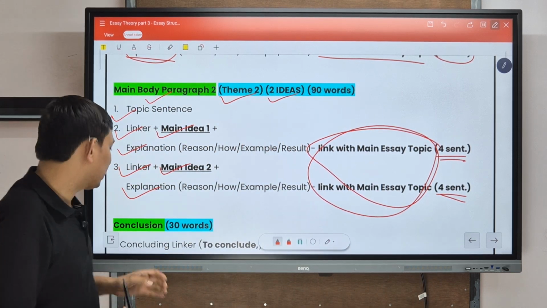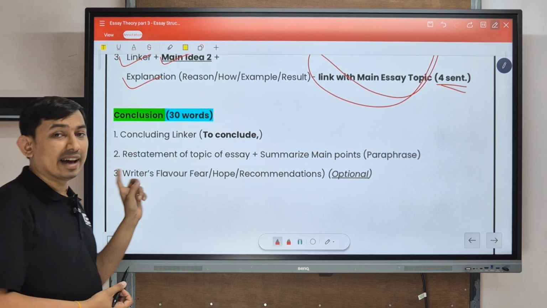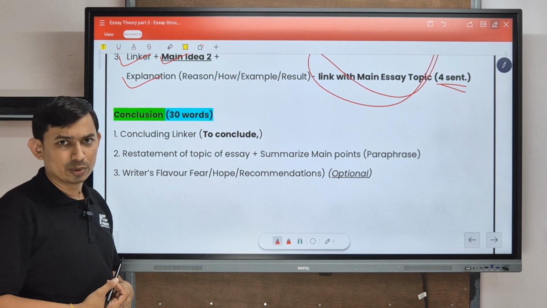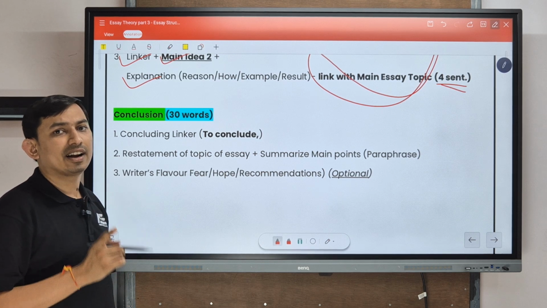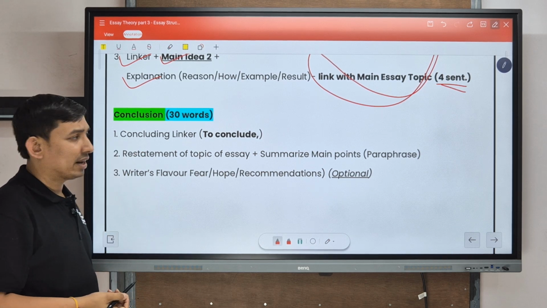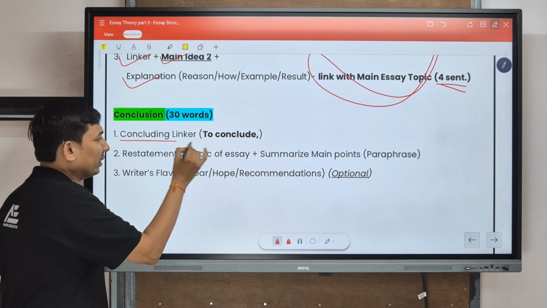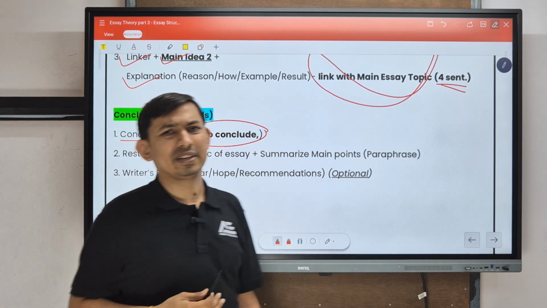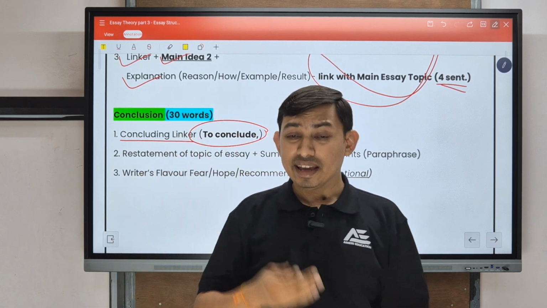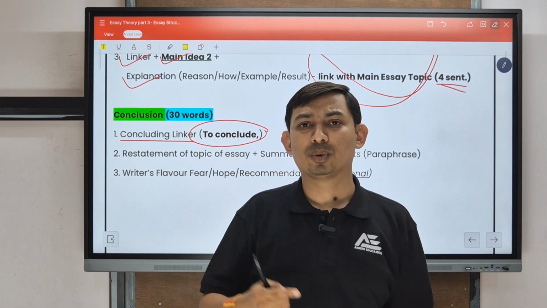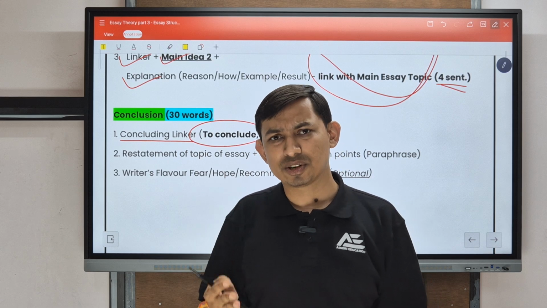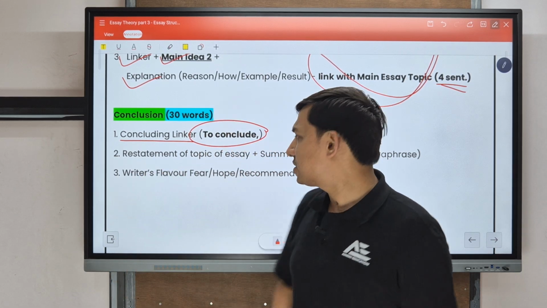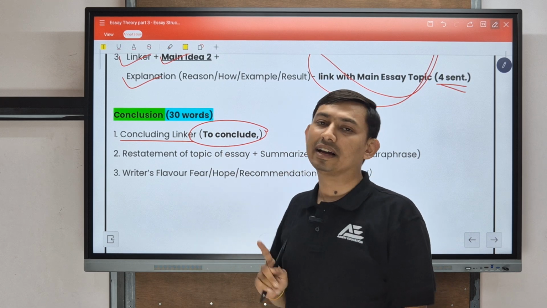Now let's check the conclusion. We haven't seen this in the previous example because in normal writing we are not writing a conclusion, but in essay writing we normally write the conclusion part. So in the conclusion, first we have to write the concluding linker, like 'to conclude'. Normally I have seen many students making a list of many concluding linkers, like 'in conclusion', 'to sum up', 'to wrap up the discussion', and many more like that from the internet. But we have to focus on one concluding linker. Why?